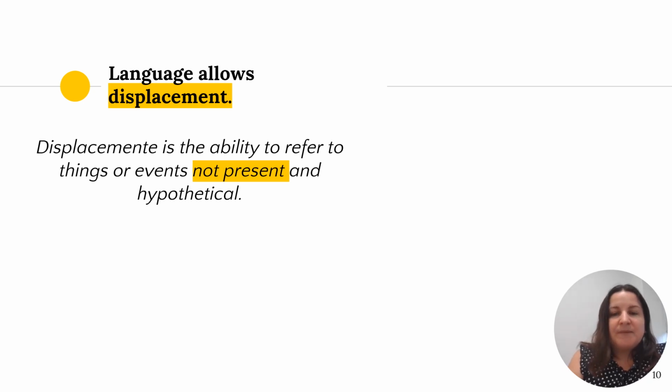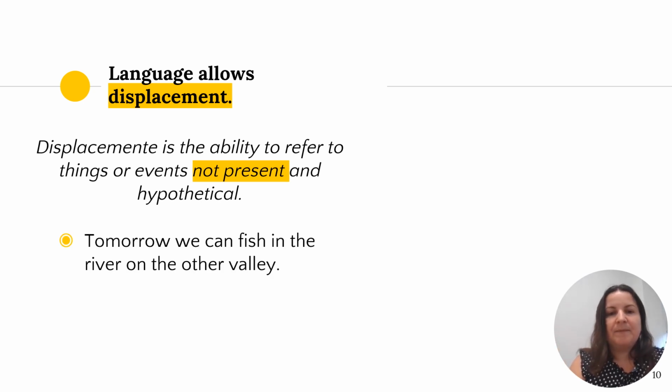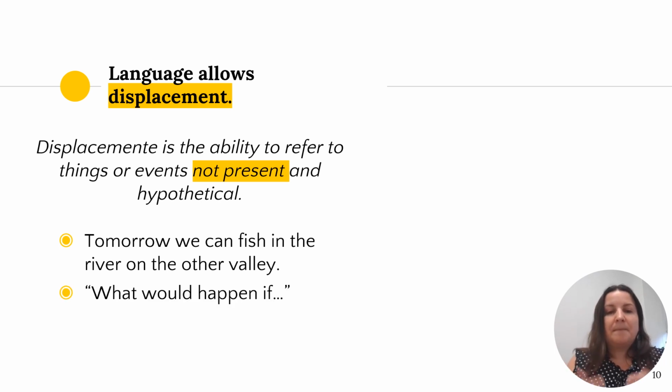Language also allows for something we call displacement. Displacement is the ability to refer to things or events that are not present in the moment, and even hypothetical things. Okay, I'm going to give you some examples. If I tell you tomorrow we can fish in the river on that other valley, I'm not talking about a river that I can see right now in front of me, or a valley that's right now in the present, or fish that I can see right now. Language is allowing me to talk about something in the future that I can't see right now, but I know that it's there.